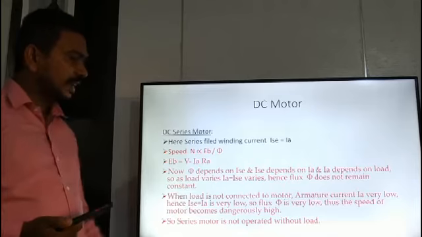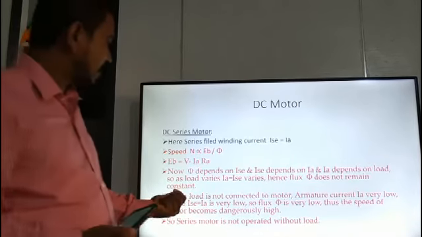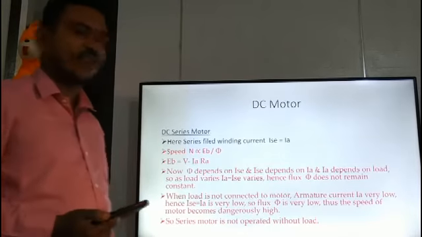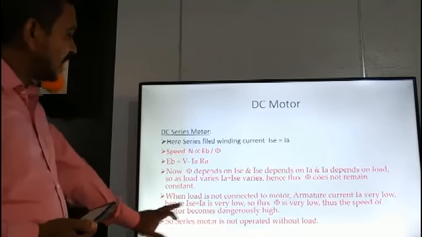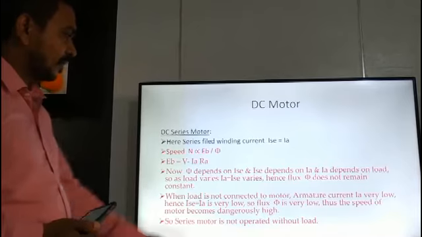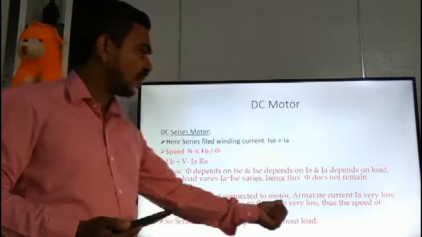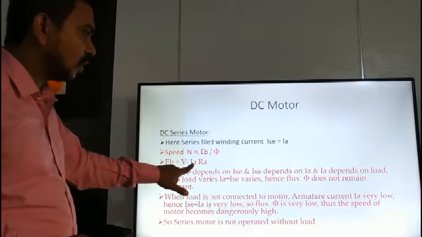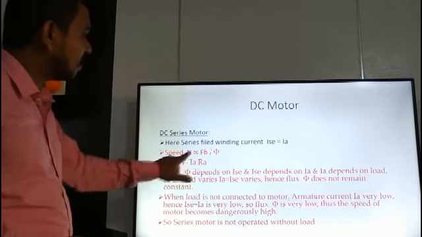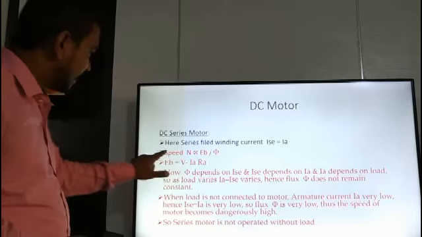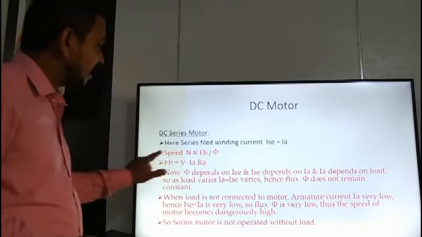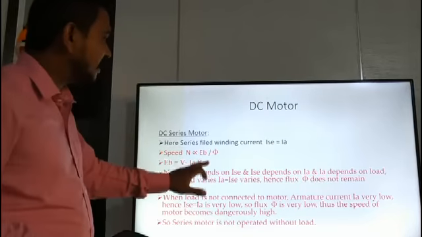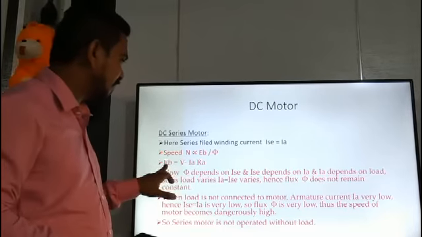Now when the load is not connected, we just assume that the load is not connected to the motor. So here the armature current IA is very low. Hence ISC, which is equal to IA, is very low as the load is not connected. So flux phi is very low, as well as IA is very low. So IA is very low, that means the drop across RA is very low. That means EB is taken as a constant. It will not decrease. We neglect the decrement in this EB.